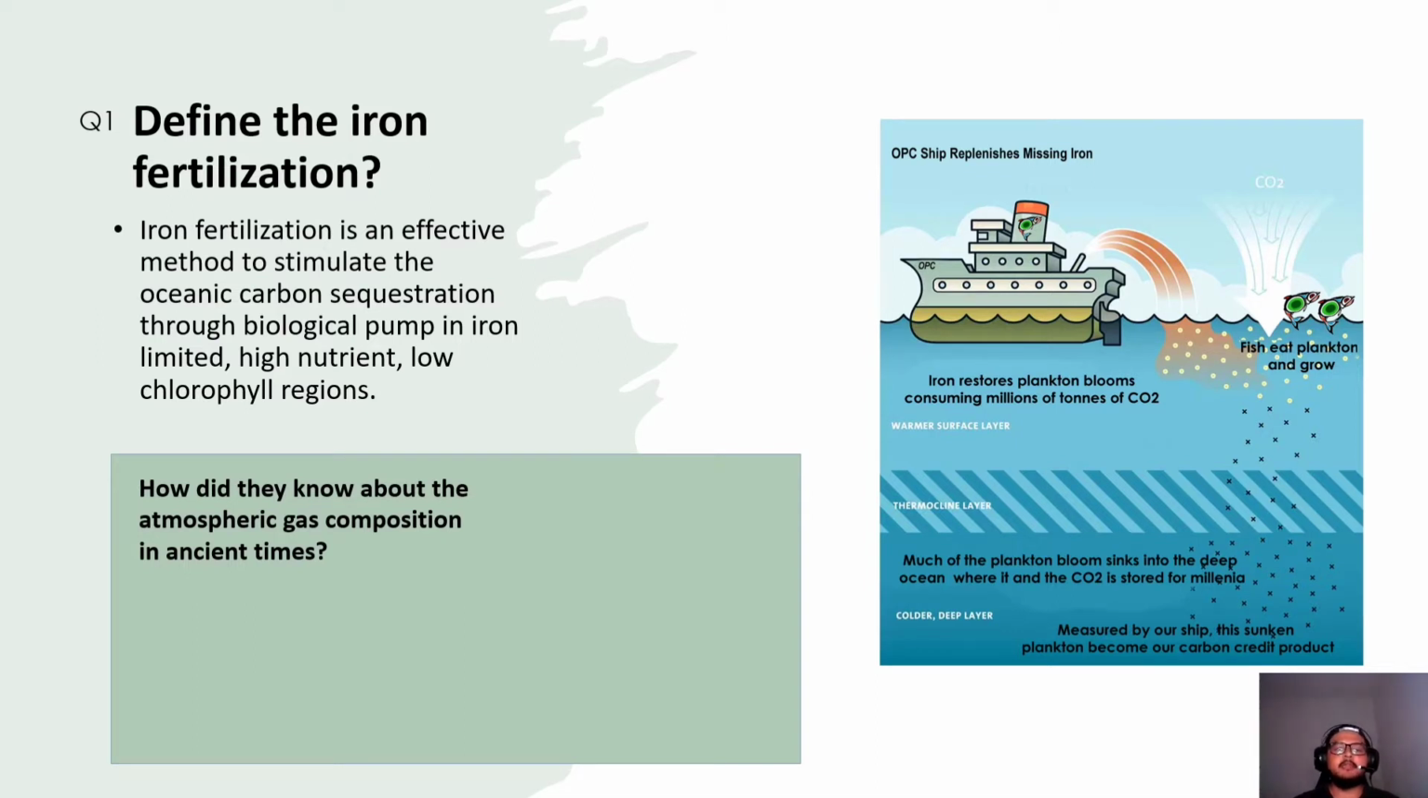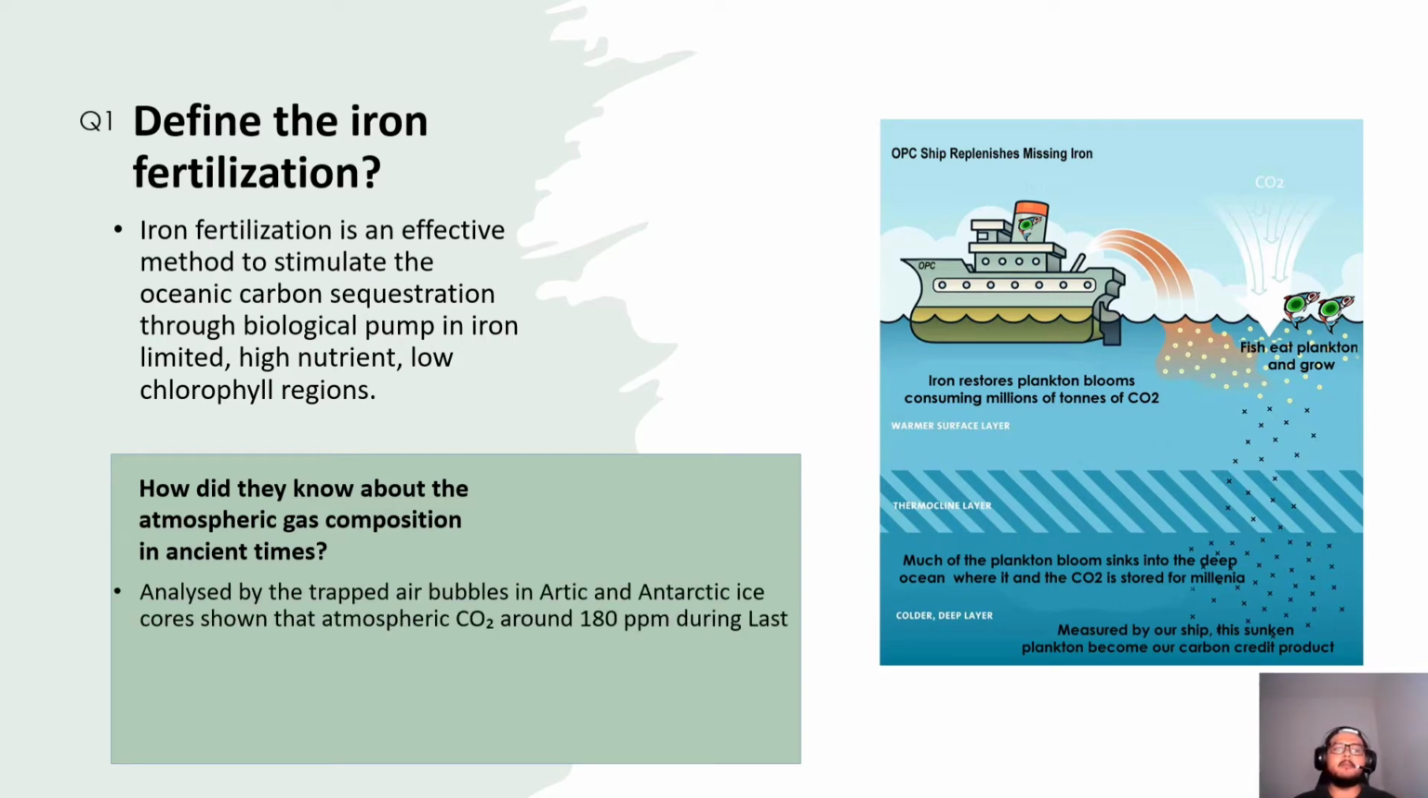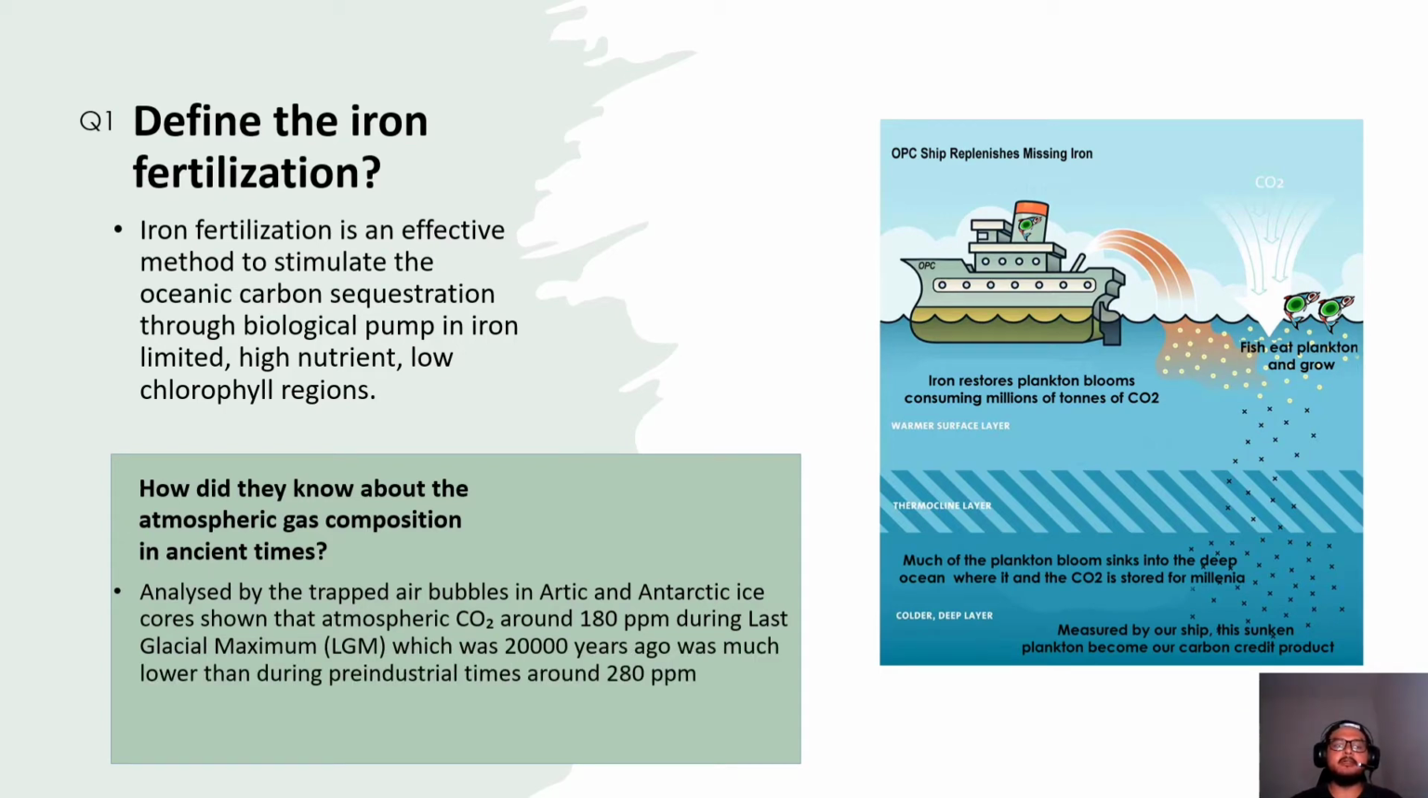Next, how did they know about the atmospheric gas composition in ancient times? They discovered this by analyzing the trapped air bubbles in the Arctic and Antarctic ice cores. It has shown that the atmospheric carbon dioxide was around 180 parts per million during the last glacial maximum, which was 20,000 years ago, and it is much lower than the pre-industrial time, which was 280 parts per million.